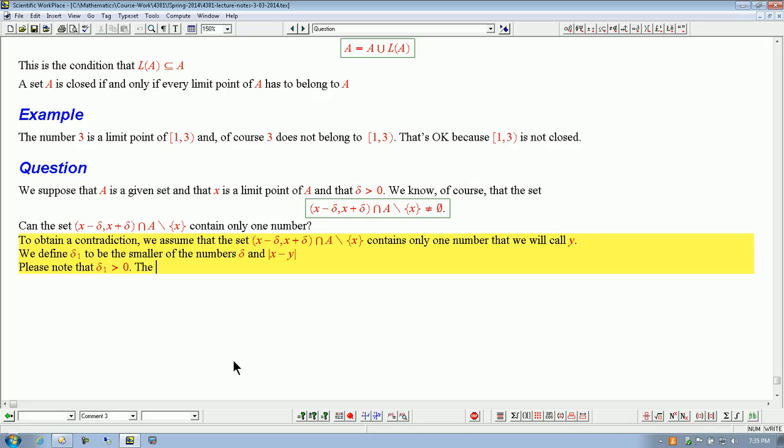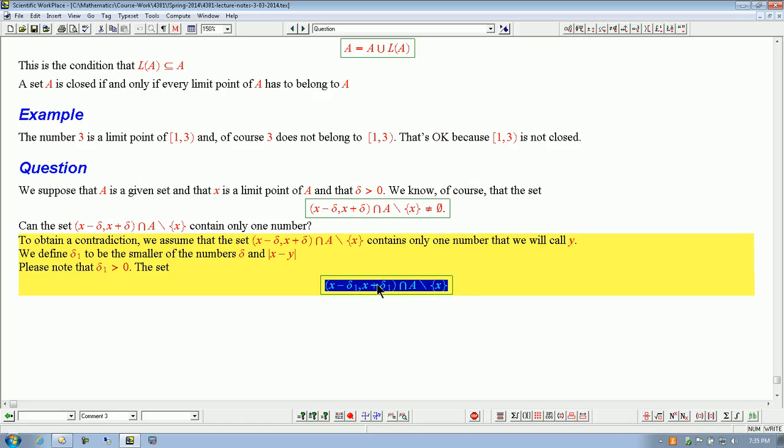Okay. This set over here, but I'm putting delta 1. Now, the only number, delta 1 is not more than delta. Do you understand? The only number that could possibly be here is y. Do you understand? Because delta 1 is not more than delta. You see? But y can't be here because y is not in that interval.